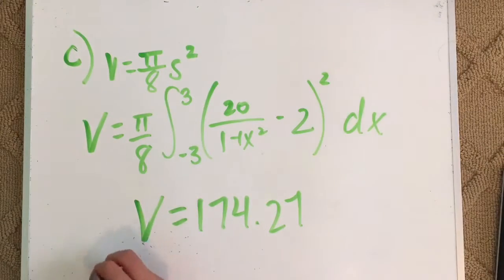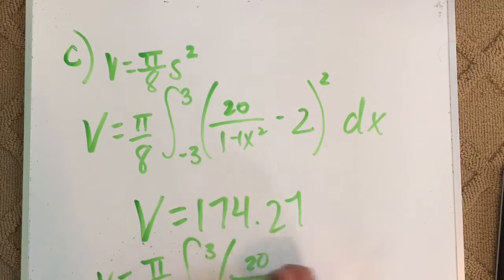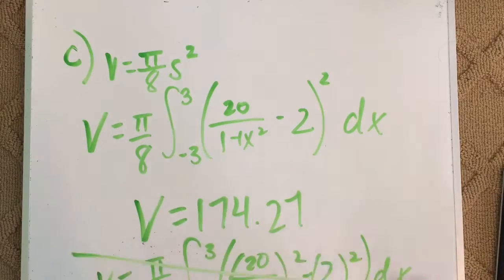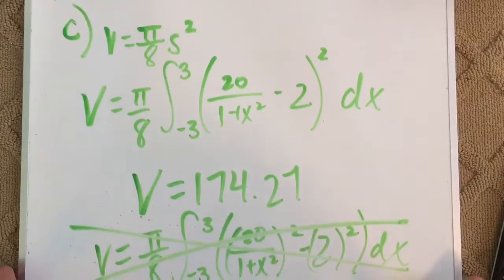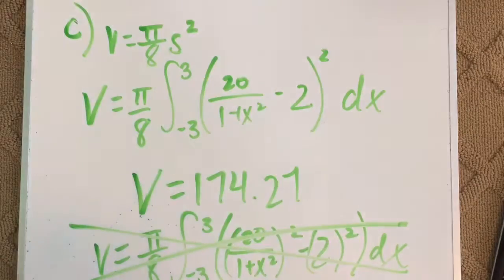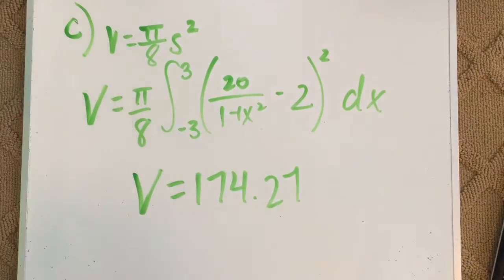A mistake that I made the first time around doing this problem is that I used the washer function, so I squared 20 over 1 plus x squared and squared 2, but you're supposed to square only s, which is just 20 over 1 plus x squared minus 2.